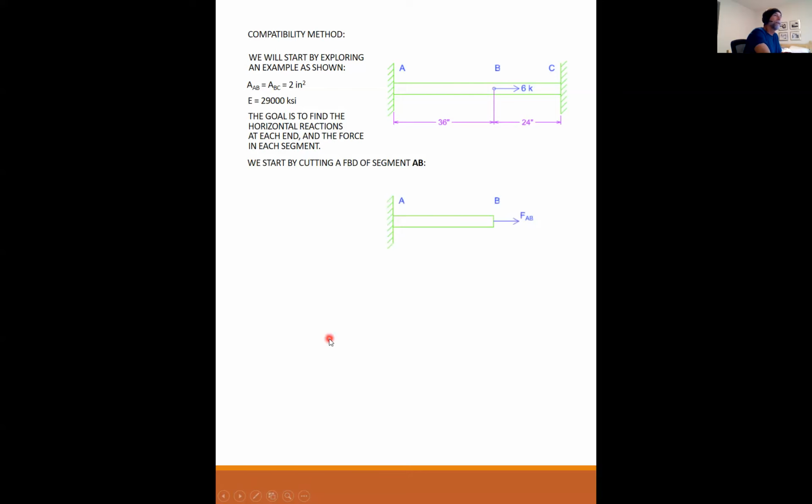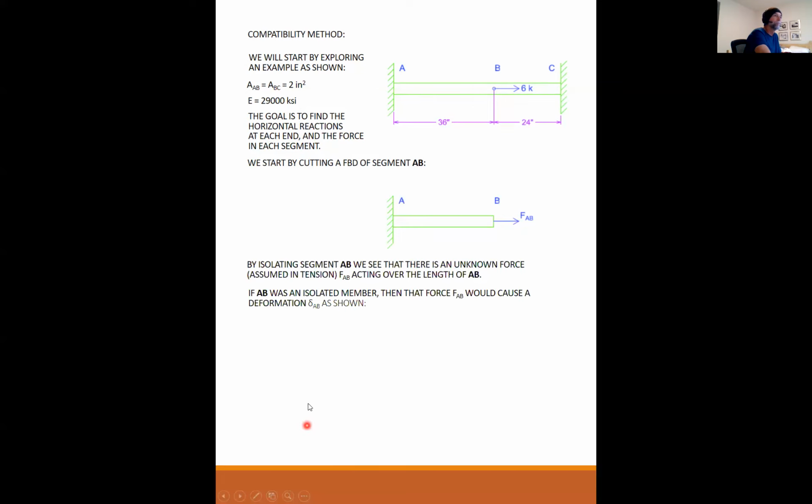So if I cut a free body diagram of segment A to B, then I have some unknown force in this free body diagram, FAB. By isolating the segment AB, we can see that it's an unknown force. I draw it because I assume it's in tension until I know otherwise. That is acting over the length of A to B.